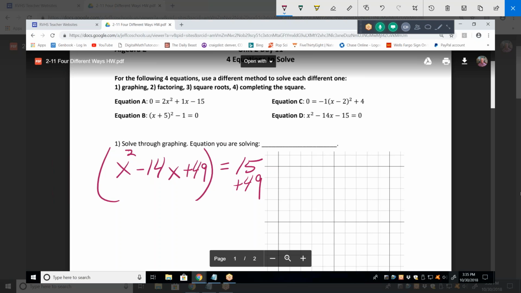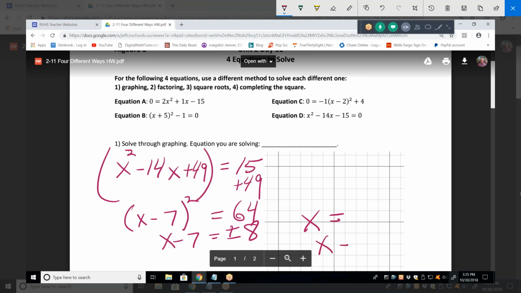Now, the fact that we completed the square allows me to write that how? I don't want to write it as x squared minus 14x plus 49. I want to write it as a linear term squared. It's x minus 7. Whatever you got when you took half of that coefficient, that's what goes there. On the other side, I got 64, 15 plus 49. Now solve it just like you've solved the other ones. X minus 7 equals plus or minus the square root of 64, which is 8. Now tell me what x is equal to.